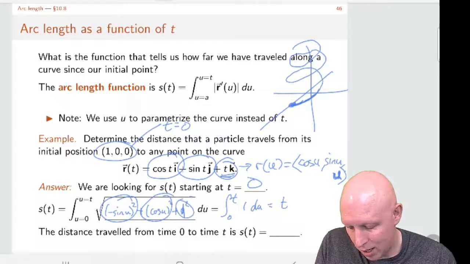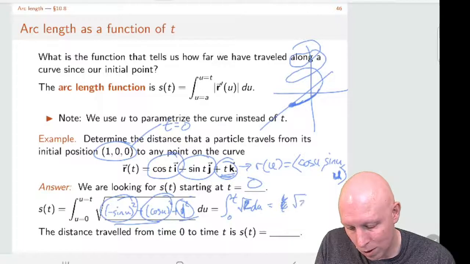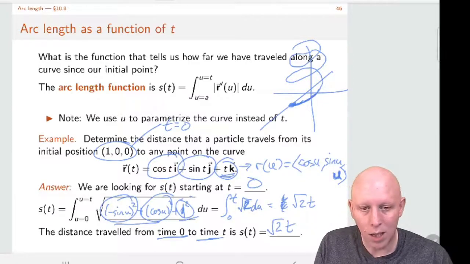So this should be 1 plus 1, so it's actually the integral of the square root of 2 du. The answer is the square root of 2 times t. So what we're saying here is that the distance traveled from time 0 to time t is equal to square root of 2 times t.